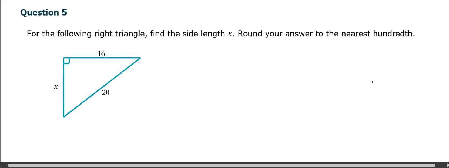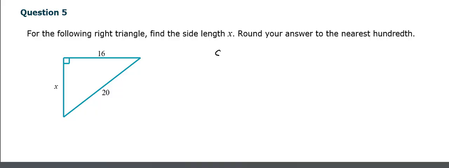Okay, so another one. It says for the following right triangle, find the side length x. Round your answer to the nearest hundredth. Now, when we're looking at the problem, x isn't always the hypotenuse. So I'm going to write down the Pythagorean theorem again. A squared plus b squared equals c squared, and c being the longest side. And remember, the longest side is always opposite of our right angle. So in this case, our longest side is 20.